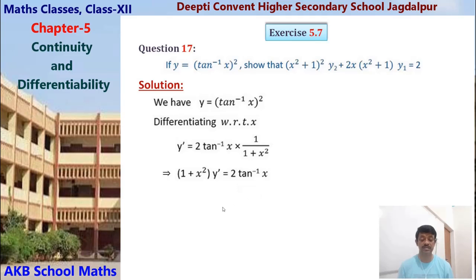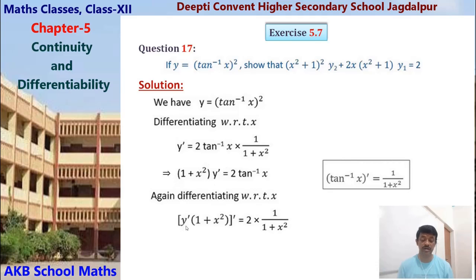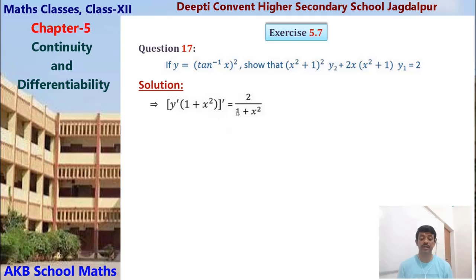Okay, like this. Now again differentiating on both sides, on the left hand side we have a product of two functions, (1 plus x square) and y dash. On the right hand side, the derivative of tan inverse x with respect to x is 1 upon 1 plus x square. This is the formula: tan inverse x dash means 1 upon 1 plus x square. Okay, the right hand side is getting like this, and the left hand side is the derivative of the product of the first function and the second function. So this derivative is equal to 2 by 1 plus x square. Now we are having it like this.